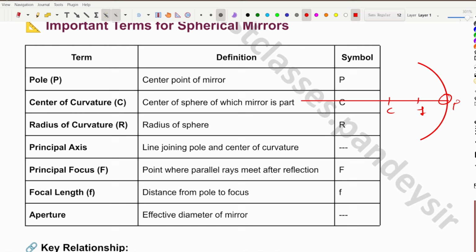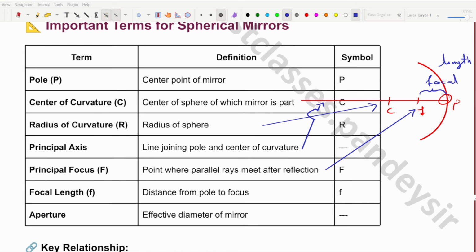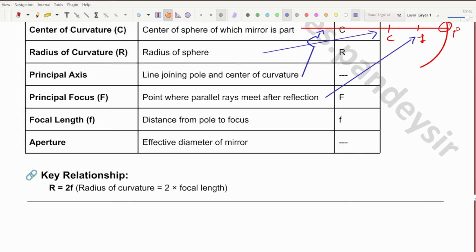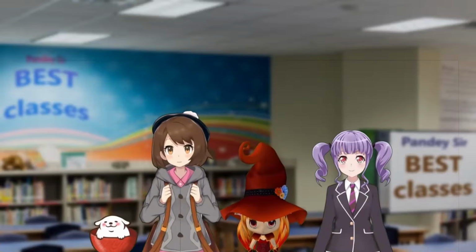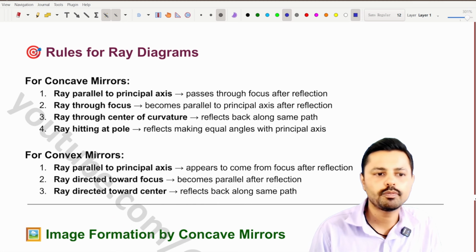Now principal axis, this central axis itself is the principal axis, principal focus, this point, this one is the principal focus. Focal length, this length from here to here, this is the focal length. Aperture, now always radius of curvature is double of the focal point. It is double of this distance. It's 2f, if this is f. Yeah, a few things are important.